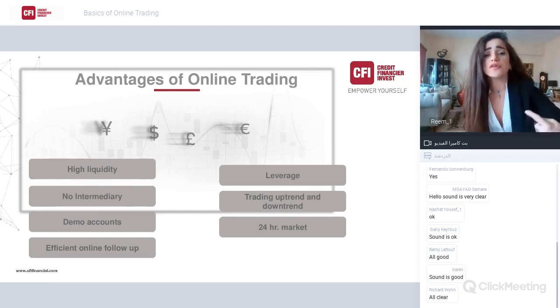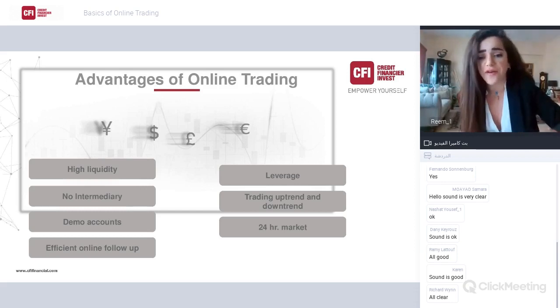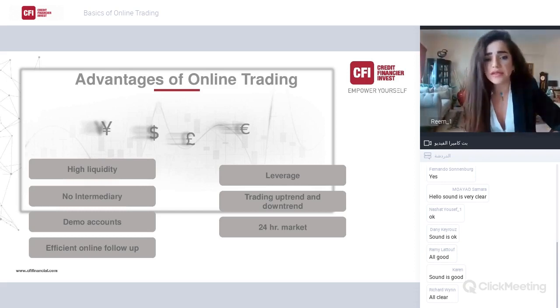So as you can see, the market opens 24 hours, 5 days a week. This is another advantage, where you can trade anytime during the day. Of course, on weekends, Saturdays and Sundays, the market is closed.